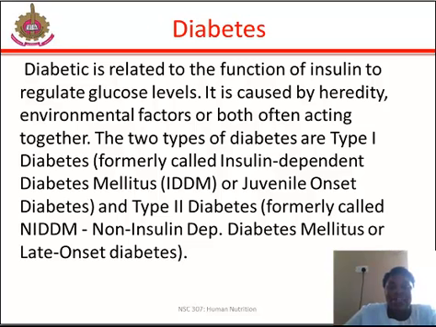In type 2 diabetes, the response to insulin is decreased. Early in the disease, insulin levels are above normal, but later in the disease, insulin levels fall and pancreatic beta cells start to die off.